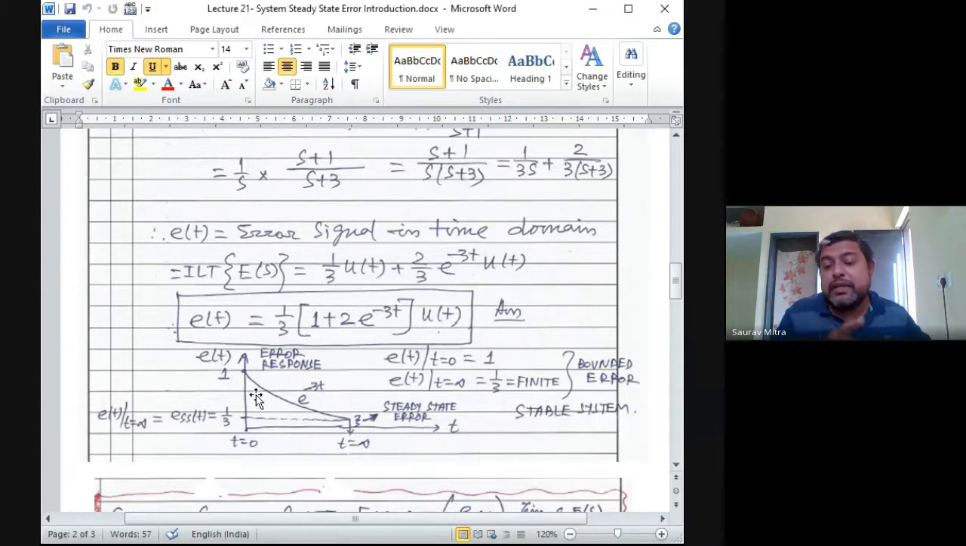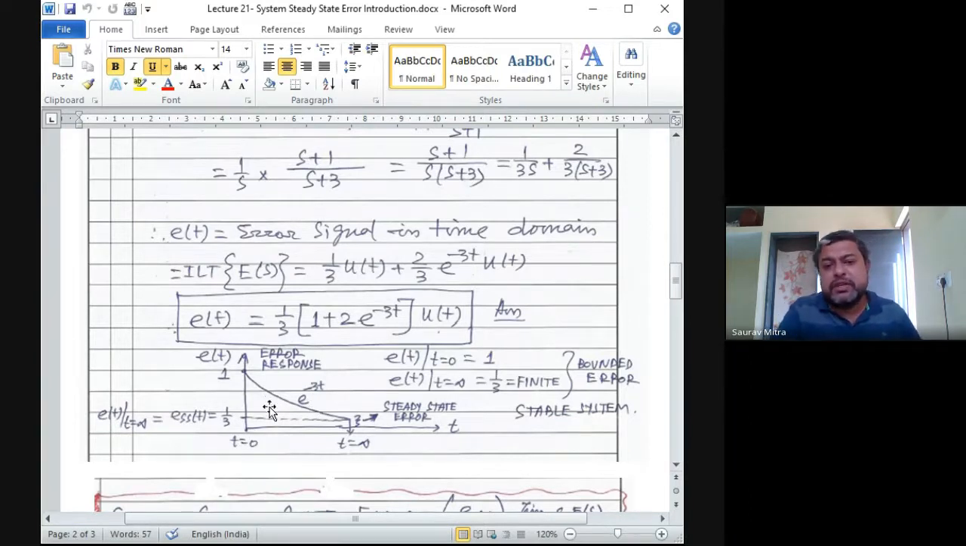I told you that error is equal to input minus output. So bring output to the left and take e to the right. That means output is equal to 1 minus error. Why 1? Because input is unit step. Is it understandable? Error is input minus output, that means output is equal to input minus error. Is it understandable? Yes, sir. Okay, so this graph is understandable.